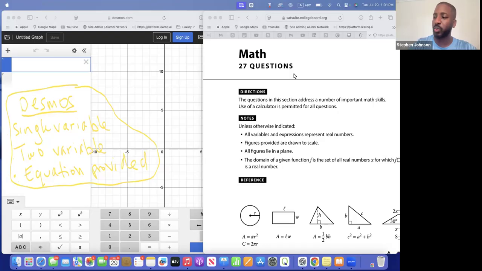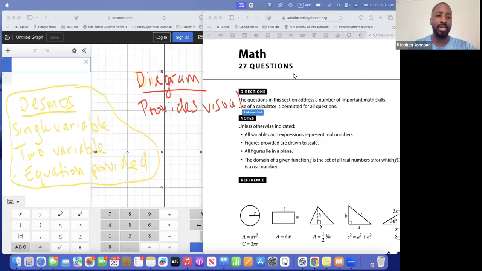The second type is what I call diagram. In fact, let me use a different color. So the second type of question that we will answer to consistently score over 650 with not a lot of stress at all is diagram questions. These are questions where the question itself provides a visual. So I'm going to say provides visual. That could be a triangle, a square, a circle, a graph, really any question that provides a visual, we're going to go straight to diagram.